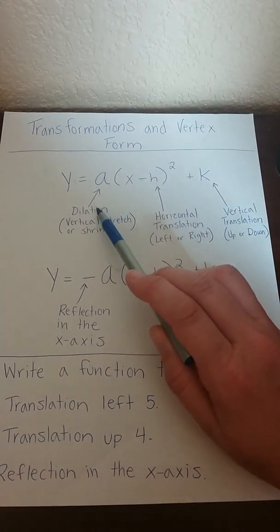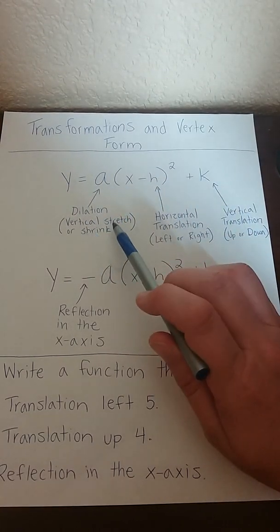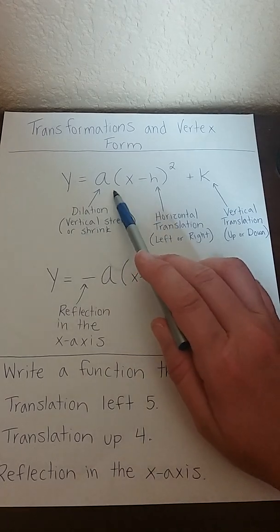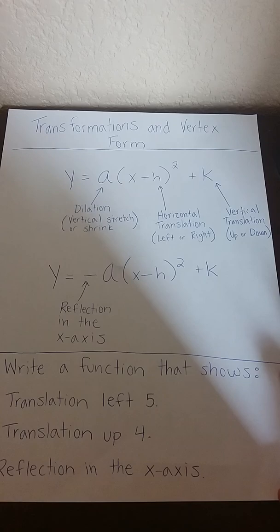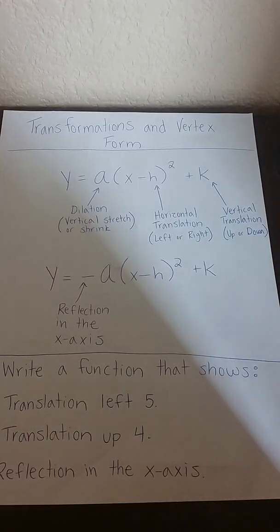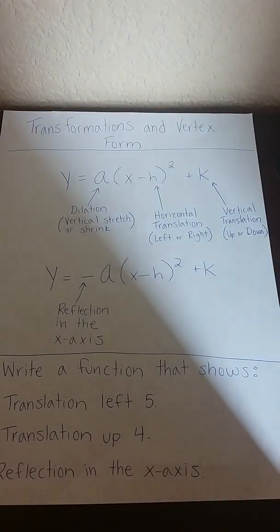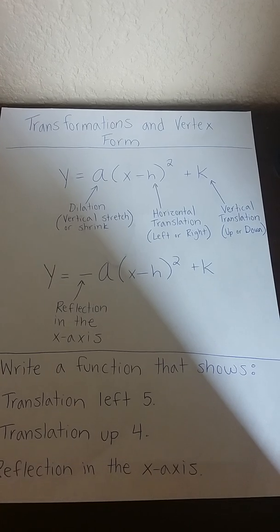A is a dilation. It is a vertical stretch or shrink. Whatever number's here is how you're stretching or shrinking your parabola, if you're making it taller and skinnier, or flatter and more spread out.